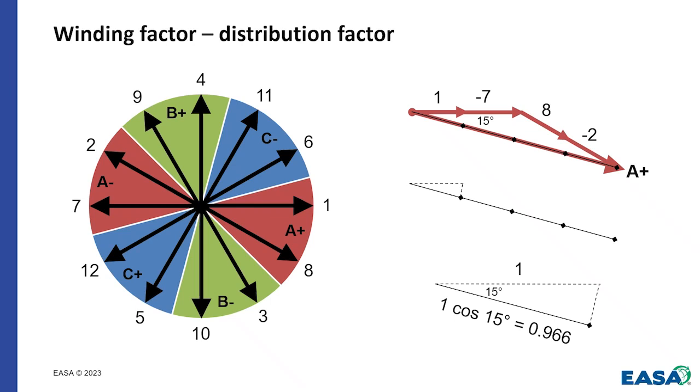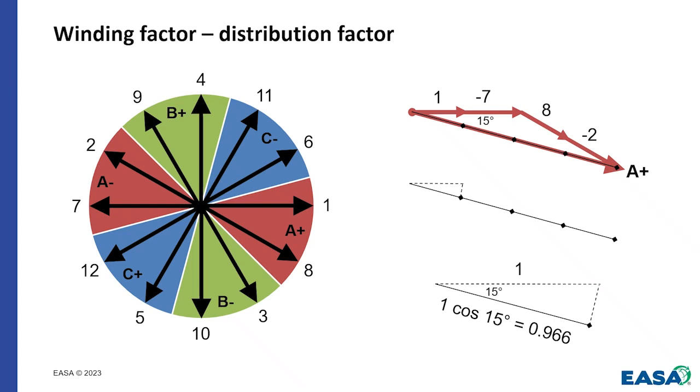So if we take just our 4 coils for A phase, we've got coil number 1, coil number 8, coil number 2, and coil number 7. Those are our A phase coils. We said that 1 and 7, if we just flip the direction of number 7, it's going to be exactly in the same line as coil 1. So those are perfectly in phase with one another.